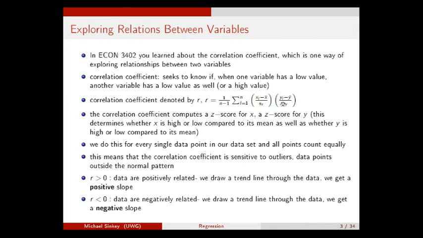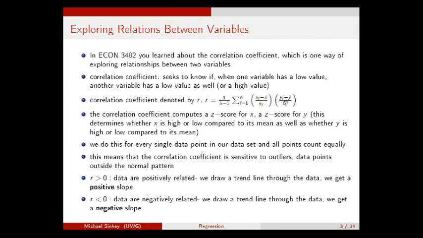Are the points, when x is large, is y also large? We can evaluate that. When x is small, is y also small? And so if x is small when y is small and x is large when y is large, we think there's a positive relationship. So the points are going from the bottom left to the top right. We have a positive slope if we draw a line through the data. If x is large when y is small and vice versa, then the data are negatively related. So basically, if one of the terms is positive and the other is negative, we think we're going to get a negative slope of our trend line. And if they're both positive or if they're both negative, we think we're going to have a positive sign.